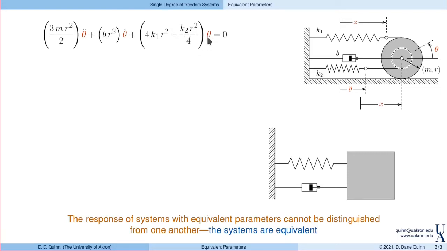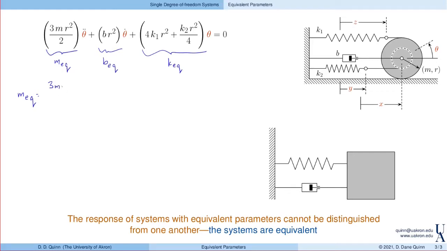it, times theta. So again, comparing to our spring mass damper system, this term looks like an equivalent mass. This term looks like an equivalent damper. And finally, this complicated term looks like an equivalent stiffness. So once again, we can identify equivalent values.